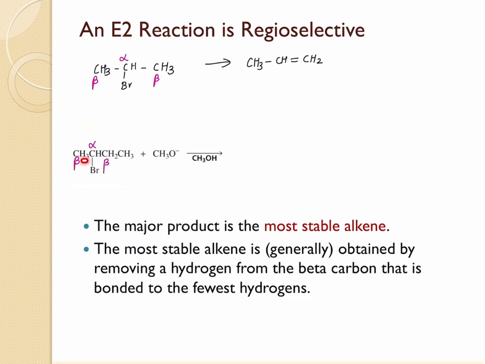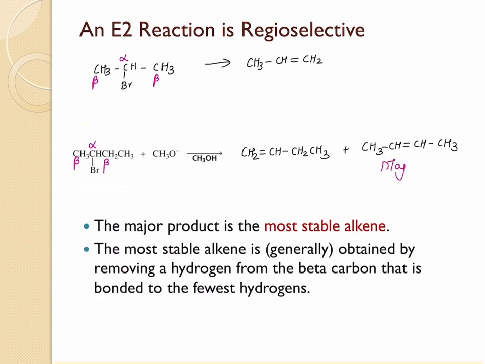If this is the hydrogen that will be abstracted, then you will form a double bond between these 2 carbons with the removal of the halide ion. So this is one of the products that is obtained. And similarly, if this is the hydrogen that's subtracted, then you will form the double bond between these 2 carbons, eliminating this bromide ion. So these are the 2 products that are obtained.